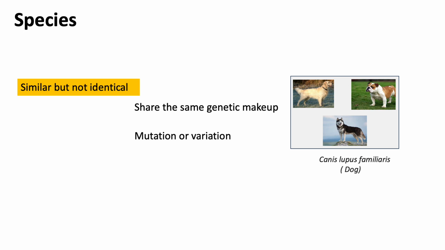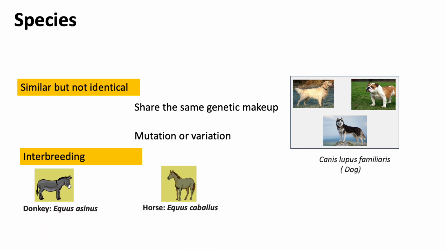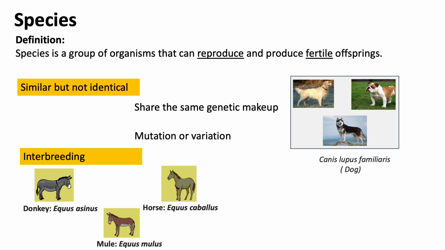Another important point is interbreeding. That means all the organisms of the same species can reproduce and produce fertile offsprings. Question arises, can the animals from same genus but different species interbreed? Answer is yes, but they do not produce fertile offsprings. For example, a horse and a donkey can interbreed to give birth to a mule, but mule is not fertile. So the formal definition of species is a group of organisms that can reproduce and produce fertile offsprings.